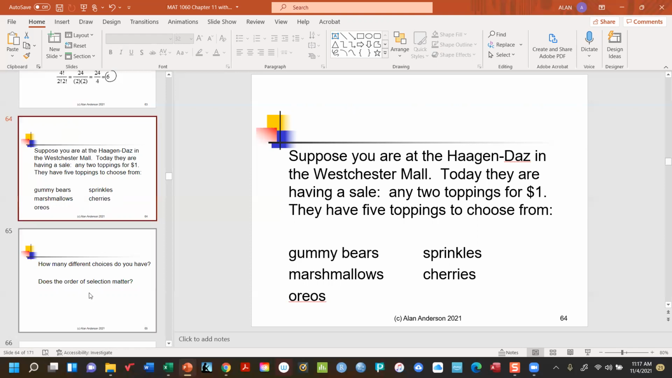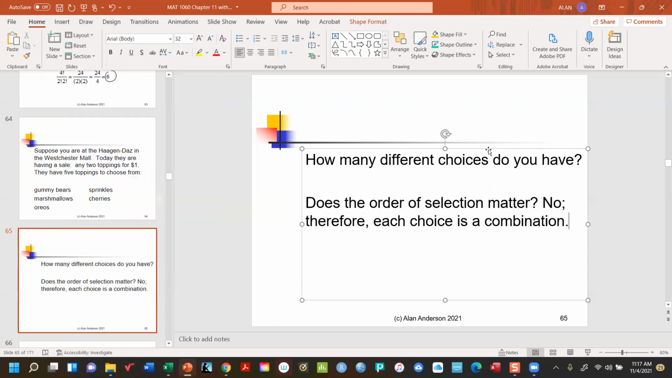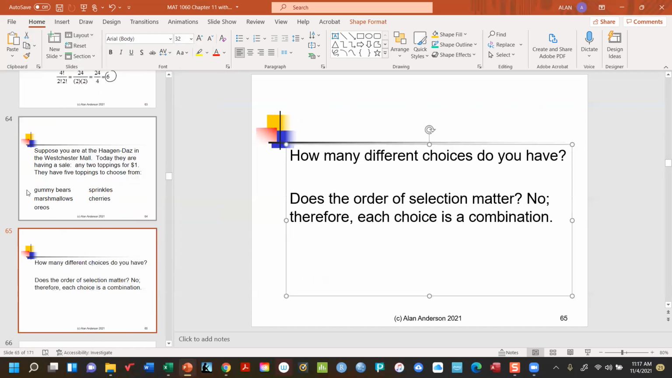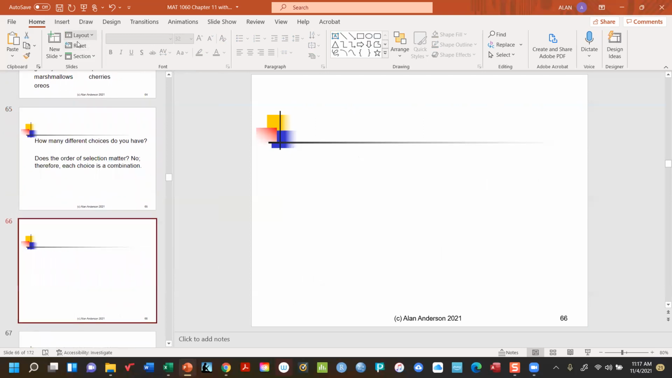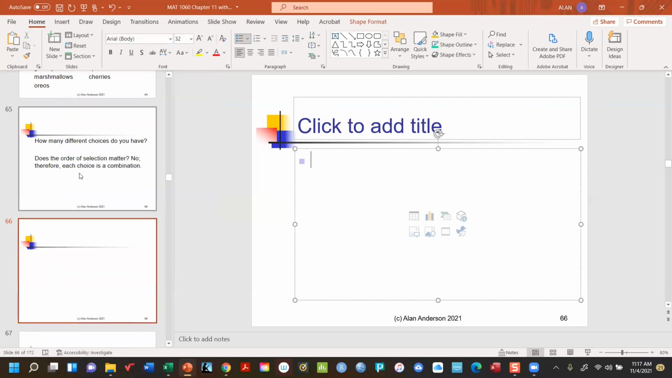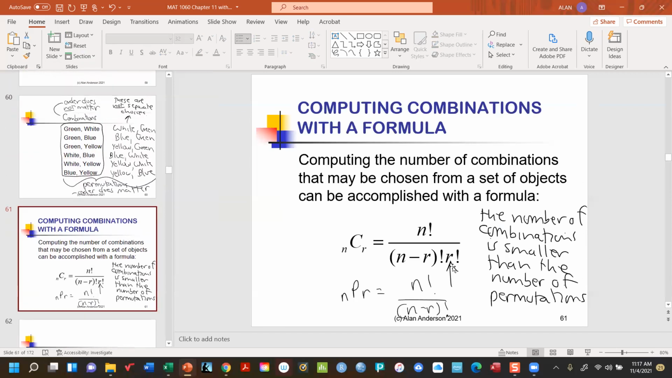All right, so therefore, since the answer is no, each choice is a combination. So now that means what we need to do is go get the combinations formula with the understanding that n is 5. Let me go grab it. Here it is.